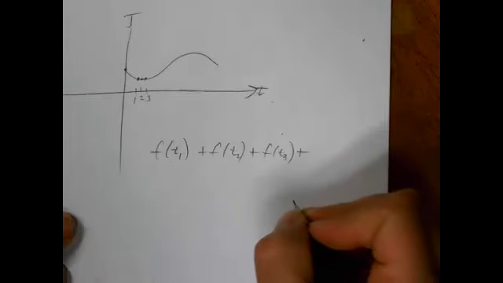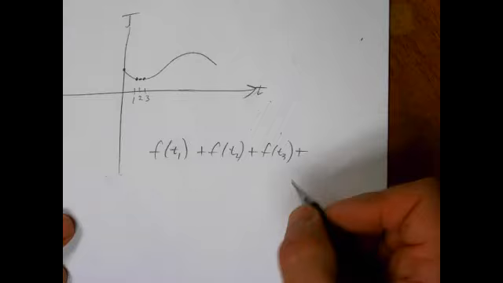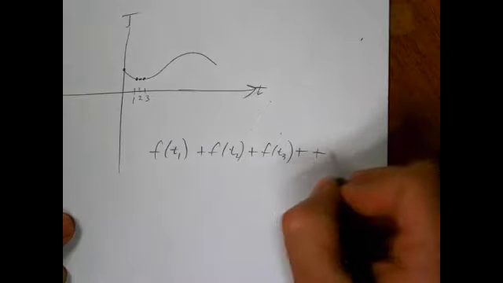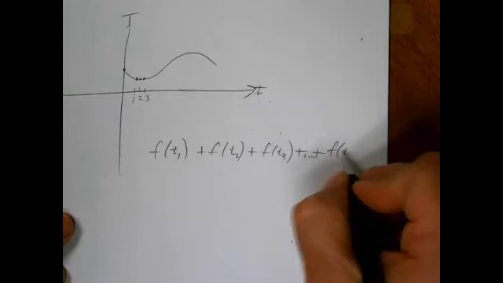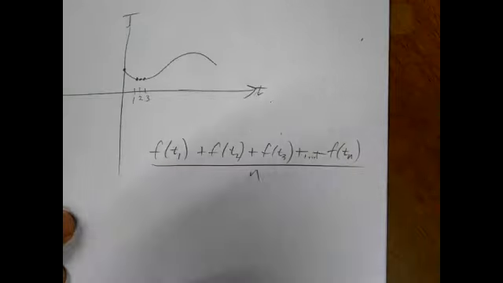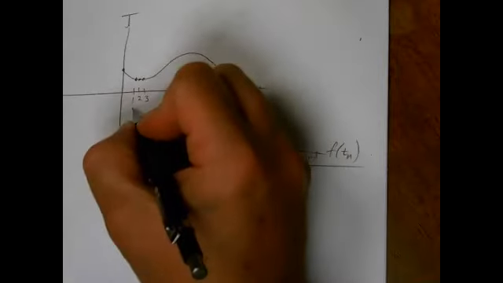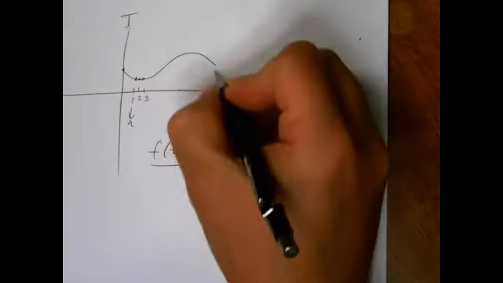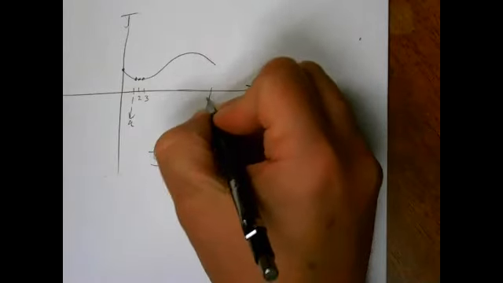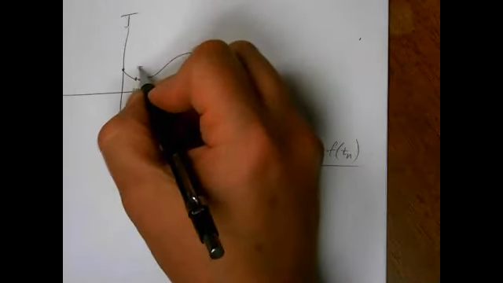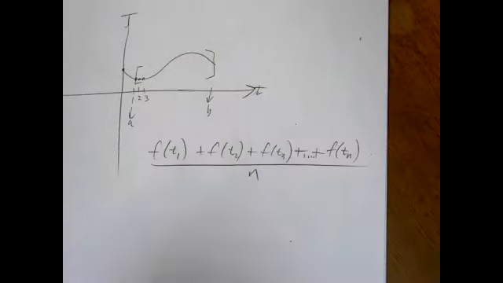And again, if we're going to do an approximation, it's going to be with a finite number of temperatures. Okay, so plus dot dot dot, all the way out to f of little t sub n, divided by little n. That would give us an approximation of the average temperature over some period of time. And let's call that period of time time that ran from a to b. So we're looking at the average temperature over this portion of the curve.